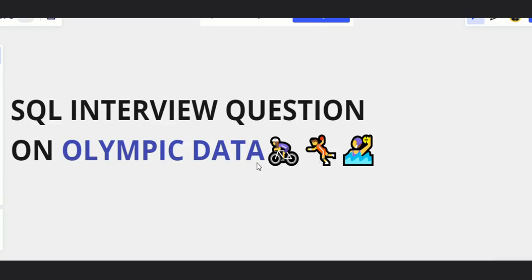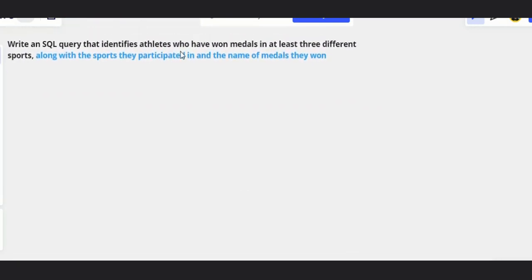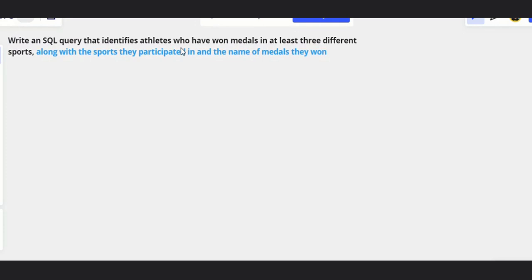So now without wasting any time, let's move to today's question. The question is, write an SQL query that identifies athletes who have won medals in at least 3 different sports, along with the sports they participated in and the name of the medal they won. The question is very simple. It asks us to identify those athletes who have won medals in at least 3 distinct sports, along with the sports they have participated in, and also the names of the medals they won.